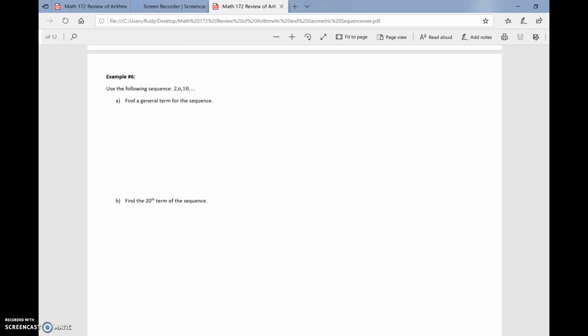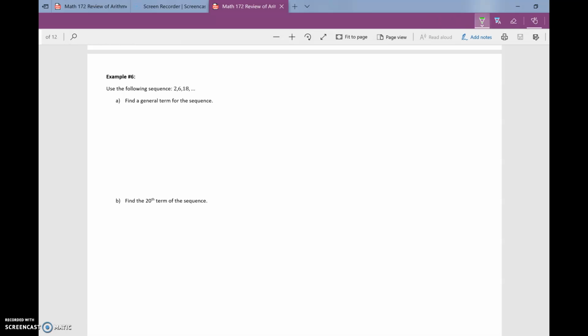Hi class, let's take a look at example 6. In example 6, basically they want the general term, so a sub n, and notice that you start with 2, this will be a sub 1, then 3, this will be a sub 2. So this one appears to be geometric with r is equal to 3. Each term, you're multiplying by 3. 6 times 3 will be 18, which is the next term in the sequence.